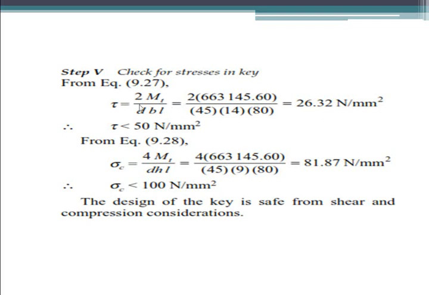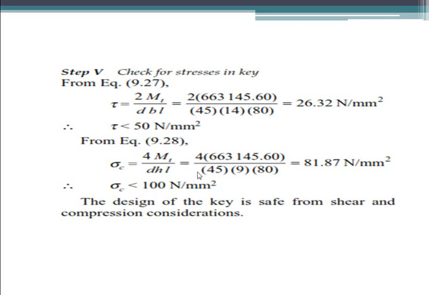These values we have already got. Substituting these values we get 26.32 as shear stress, which will be less than 50. We have already calculated the permissible shear stress for the shaft and key material, which is 50. The 26.32 is less than 50, so the design will be safe. And for the compressive stresses we have to use 4 MT by d h L. We got 81.87, which is less than 100 Newton per mm square, so the design will be safe.